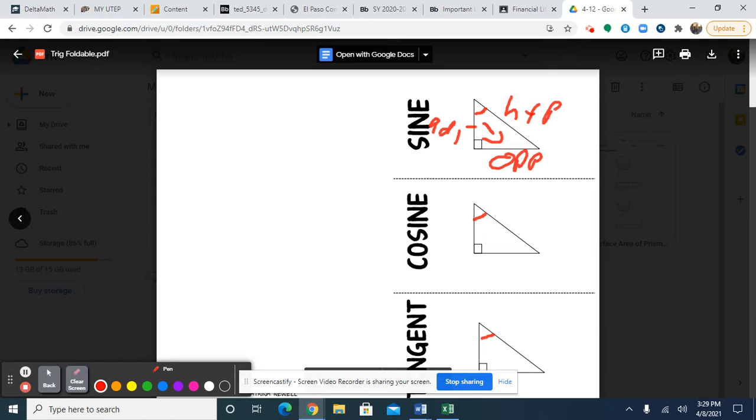So the sine is going to be based on that angle. So let's say that's angle A. So what we're going to do is say that the sine of A is going to be the opposite over the hypotenuse.